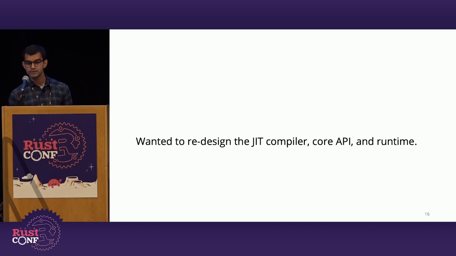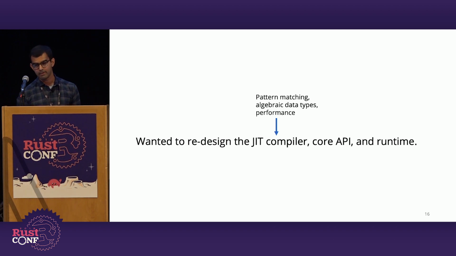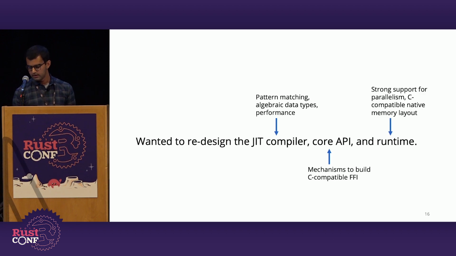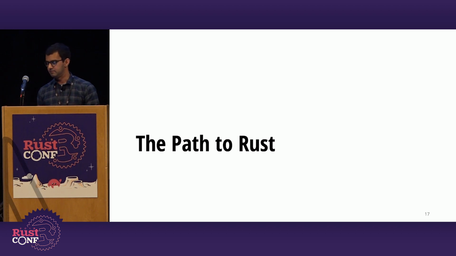But if you think about it, these three things have some fairly different requirements. The JIT compiler needs things like pattern matching and algebraic data types, so it's nice to express these optimization rules. The core API, because we want to integrate it into other things, needs a nice C-compatible FFI. And we also need strong support for parallelism and the ability to control low-level things like memory layout. Okay, so I think everyone knows where I'm going with this. So this was what led us to Rust.